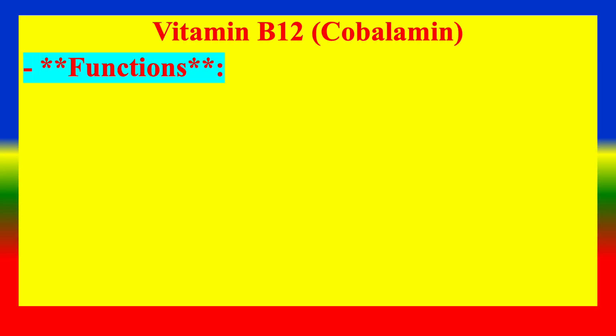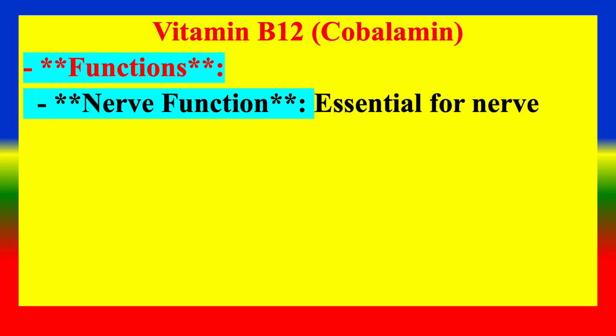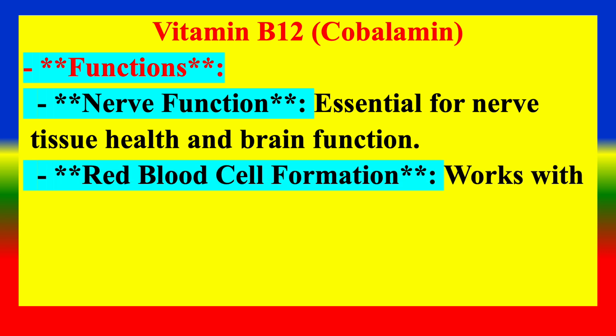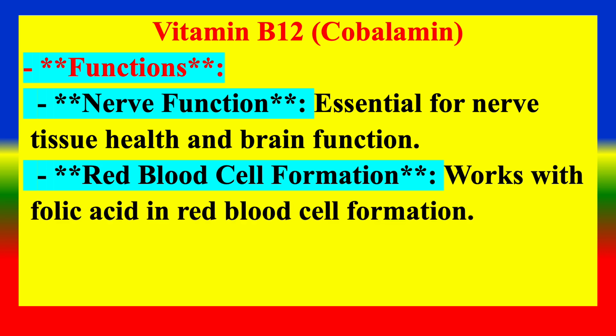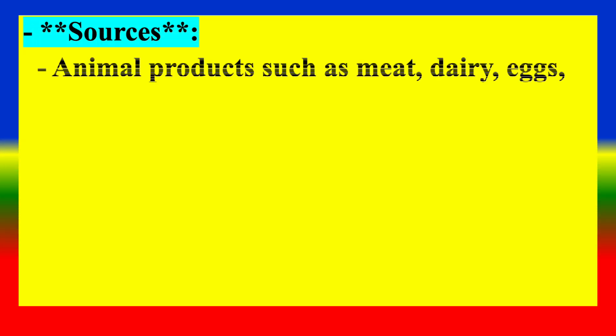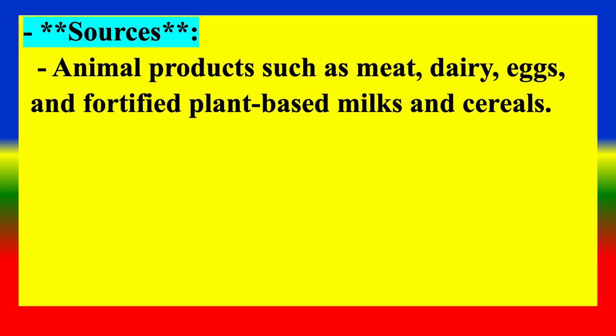Vitamin B12, cobalamin. Functions: nerve function, essential for nerve tissue health and brain function. Red blood cell formation, works with folic acid in red blood cell formation. Sources: animal products such as meat, dairy, eggs, and fortified plant-based milks.